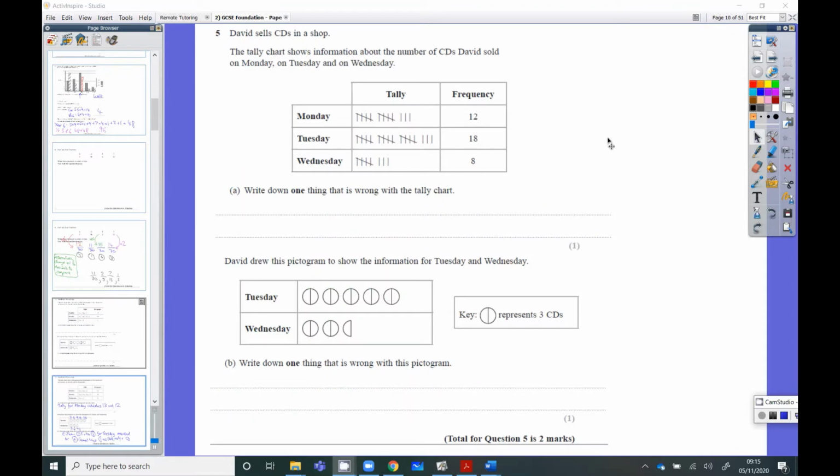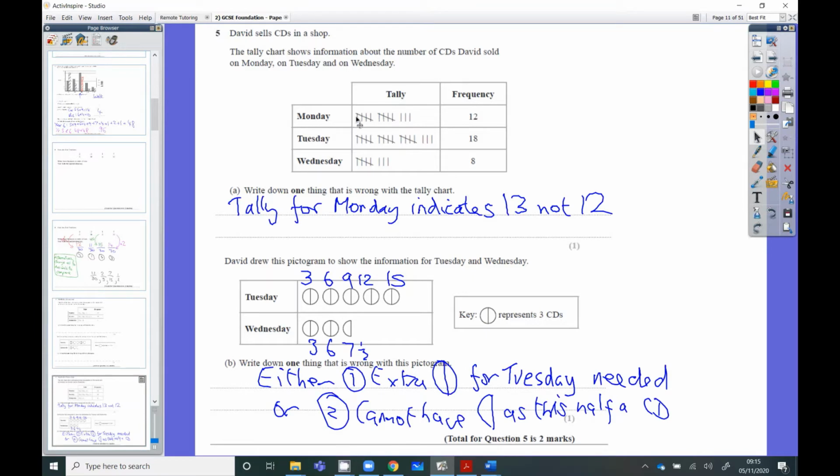Question 5. Write down one thing that is wrong with the tally chart. Well, we can see on Monday that it should be 5 add 5 add 3. That should be 13, not 12. Okay. Now for part B, write down one thing that is wrong with this pictogram.